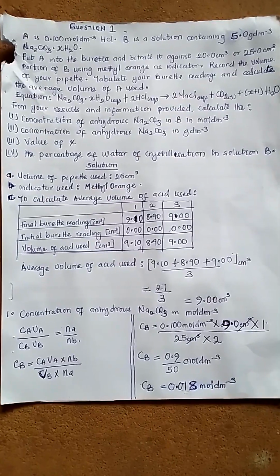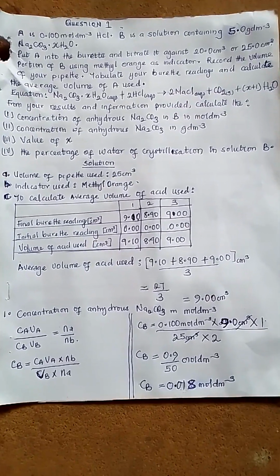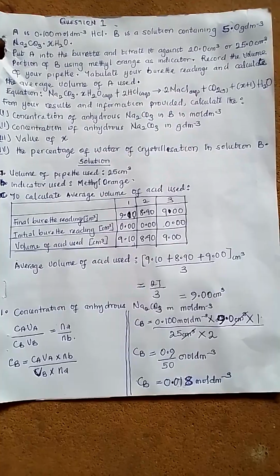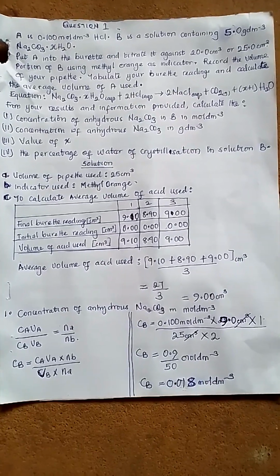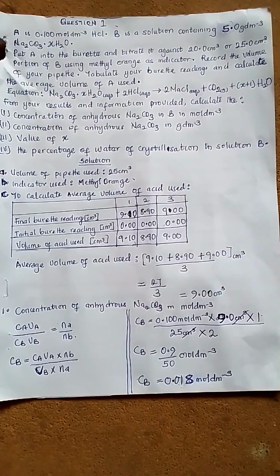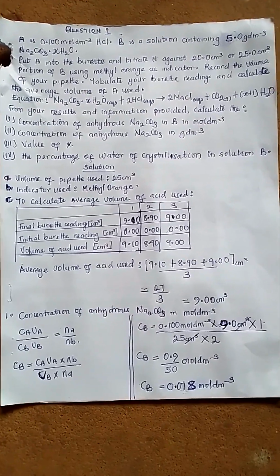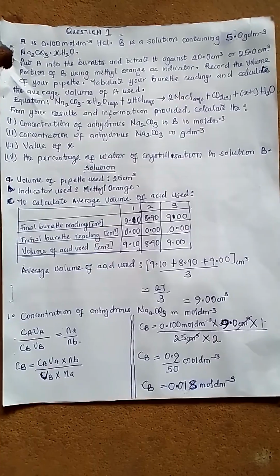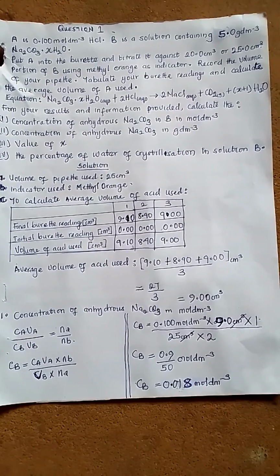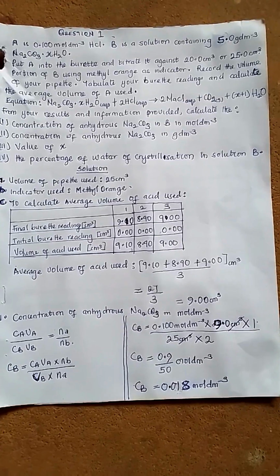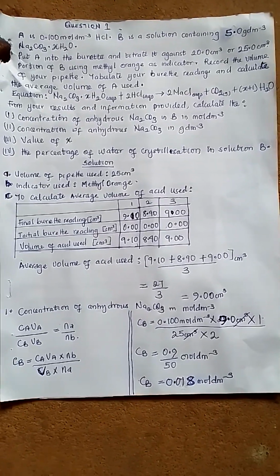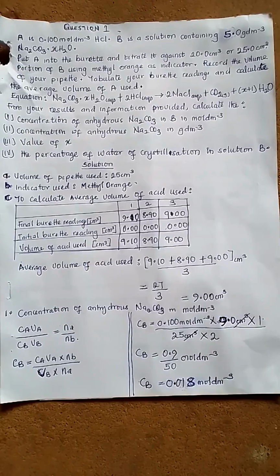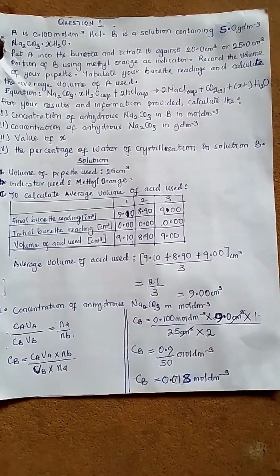The little information here is we record the volume of our pipette to be 25 centimeter cube, and the indicator used is methyl orange, and you draw your table. You have to fill up the table with your answer from the burette. Our final answer for the first titration is 9.10, the second titration 8.90, and the third titration is 9.90. When you add the three together and divide by 3, your final answer will give you 9.00 cm3. That's the average volume of acid used. Always remember to put the unit. If you don't put the unit, your final answer is 0.